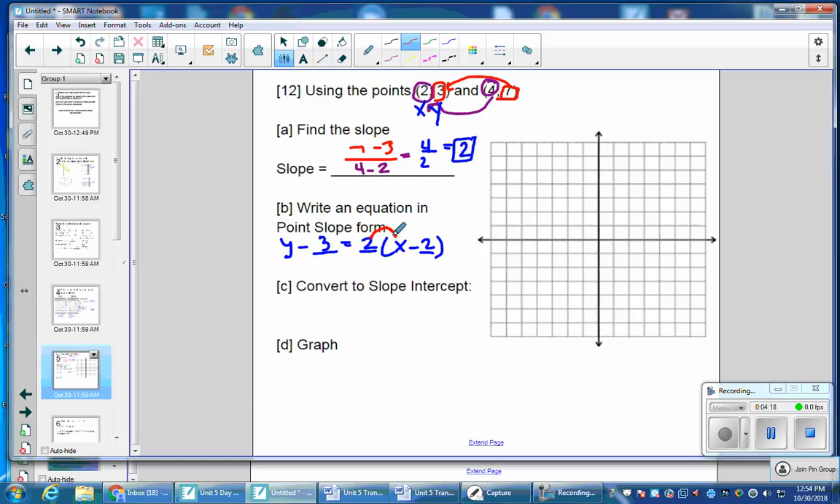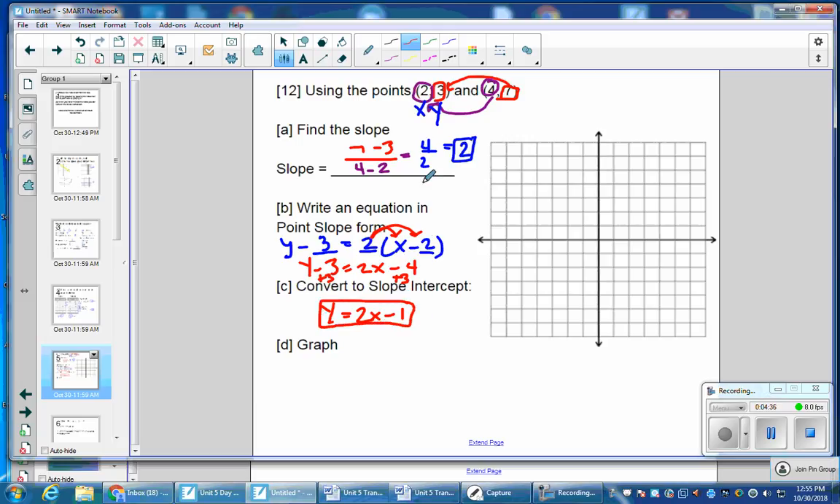All right, so we're going to first distribute. So I get y minus 3 equals 2x minus 4. To get rid of this minus 3, I'm going to add 3 to both sides. My final equation then is y equals 2x minus 1.